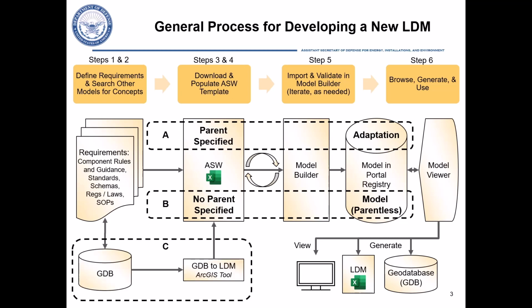One additional option for model creation is presented in Case C, the GDB to LDM tool for ArcGIS. This custom tool produces an LDM in the form of a populated ASW, with the extension tabs populated with a row for each of the elements present in an Esri geodatabase. There are many variations possible once the ASW is created, including specifying or not specifying a parent model, and editing the ASW to remove from the set of extensions or add other elements not found in the GDB.